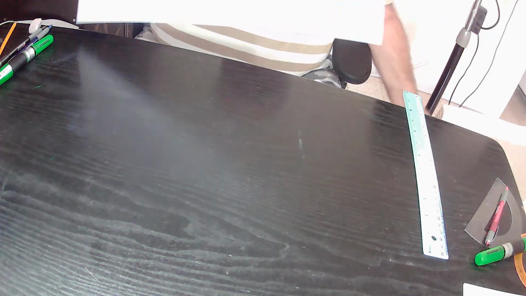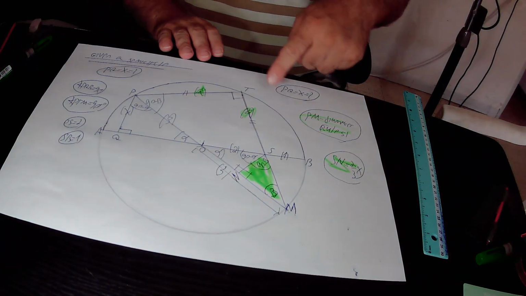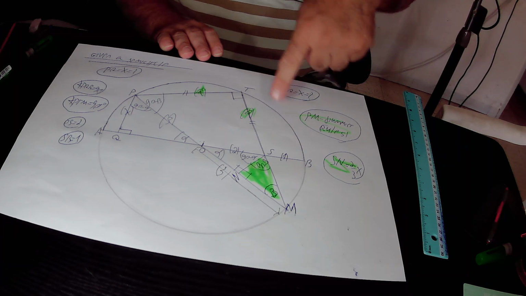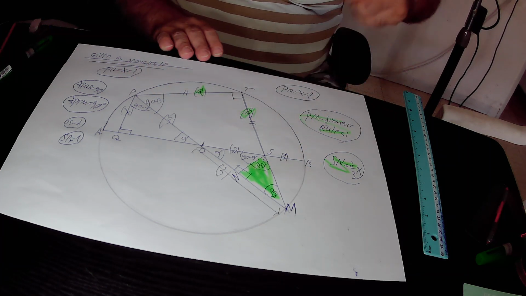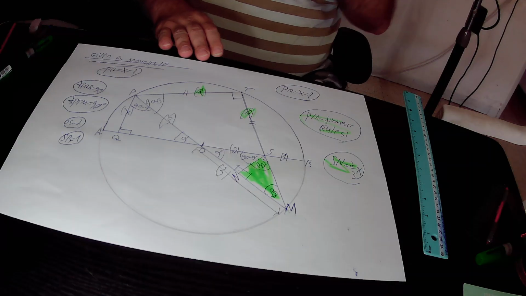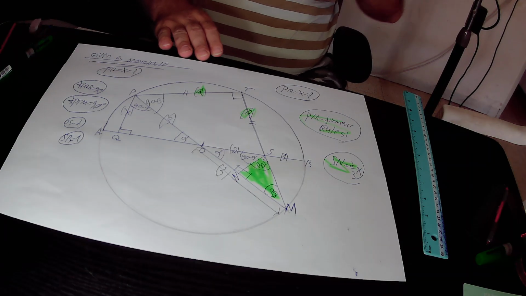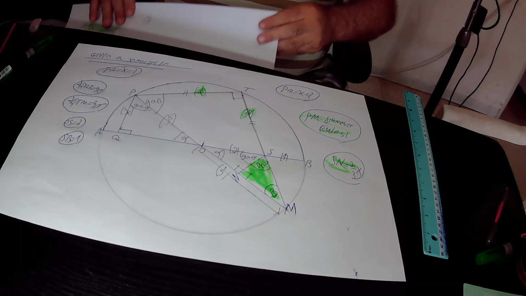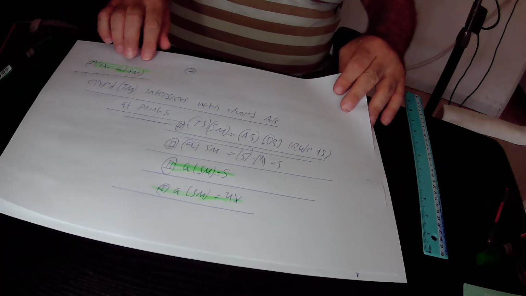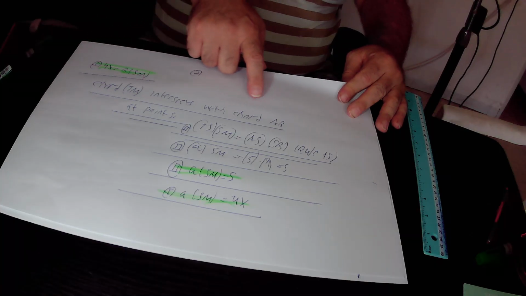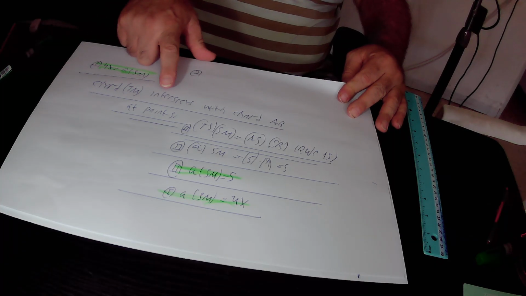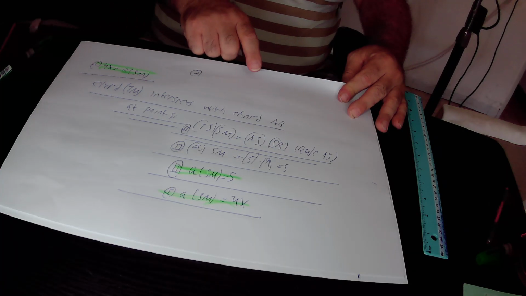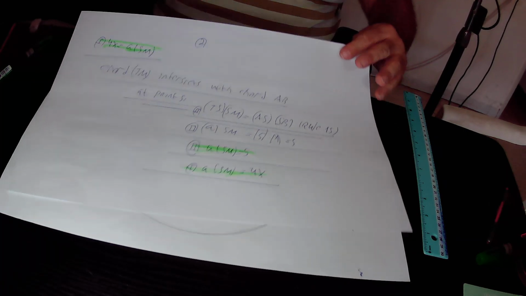Well, because in our drawing, we have chord TM that intersects with chord AB at point S. So all the requirements of rule 15 are satisfied, and therefore we can implement rule 15 here. Point S is the intersection point of chord TM with chord AB. So we can implement here rule 15.